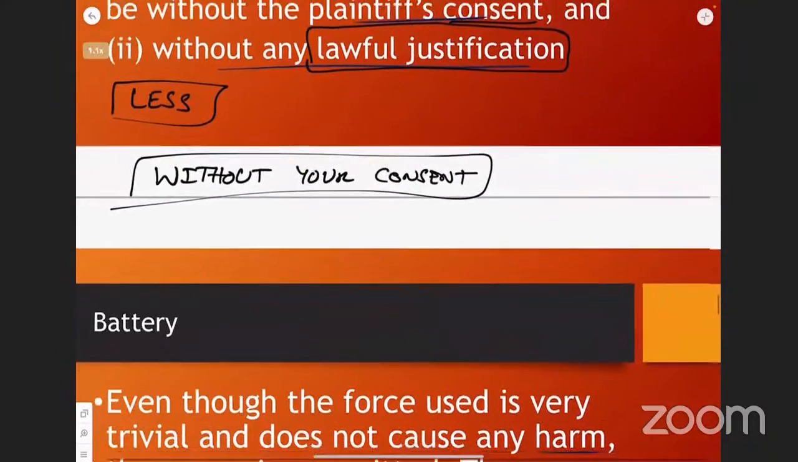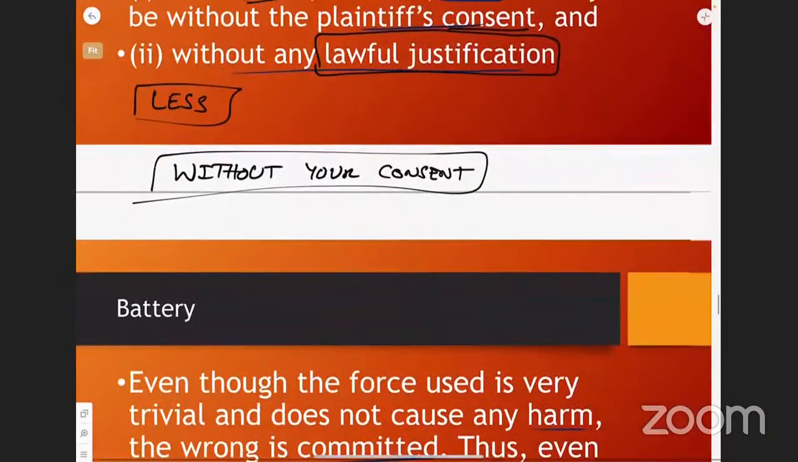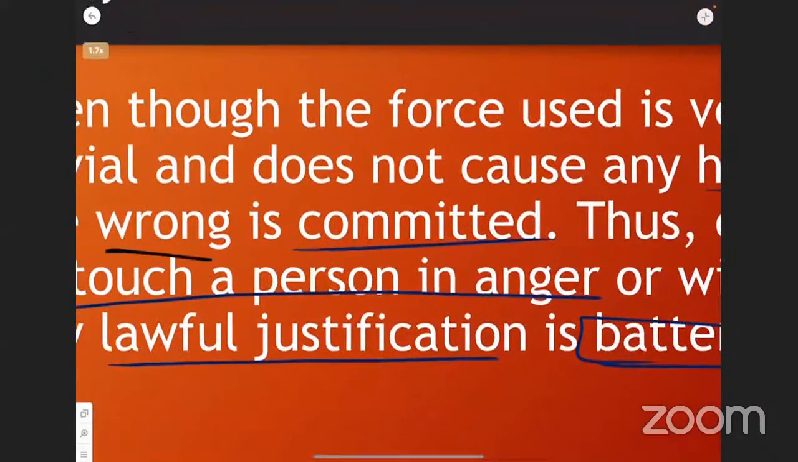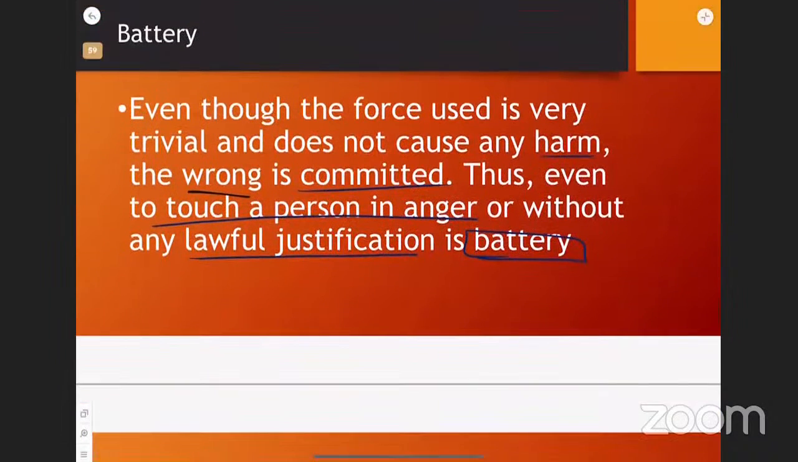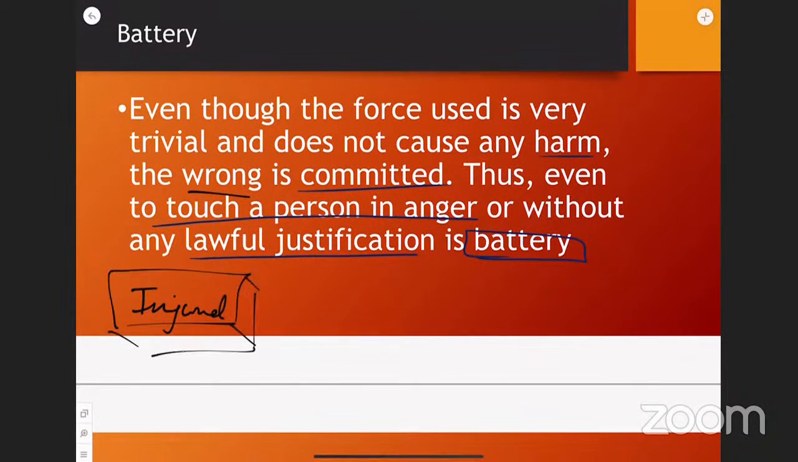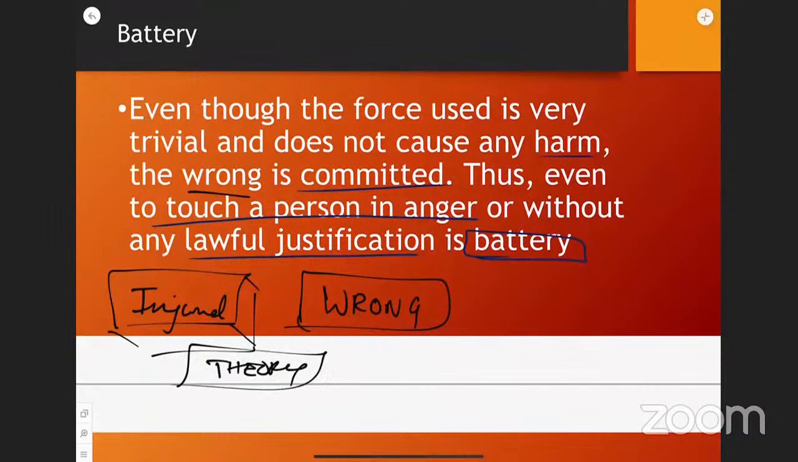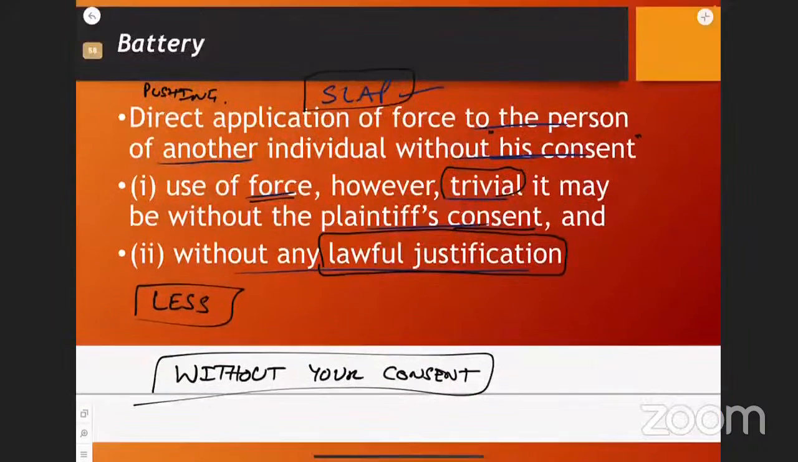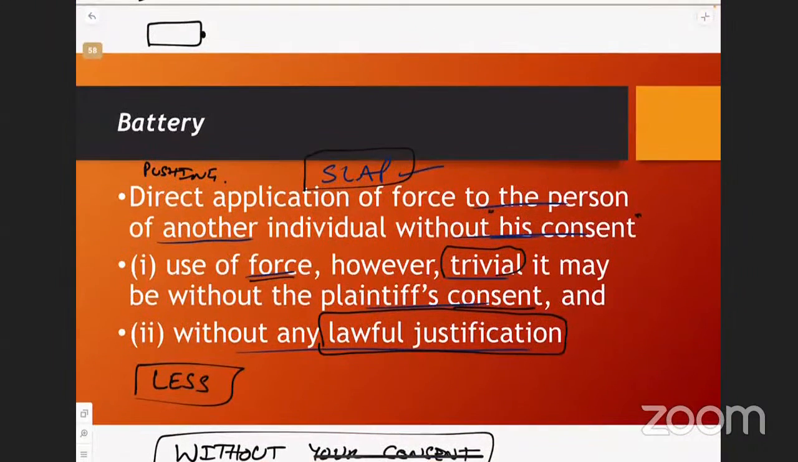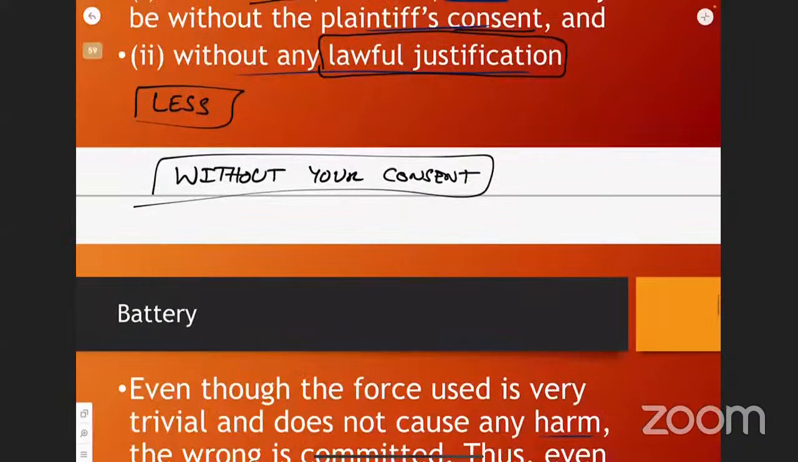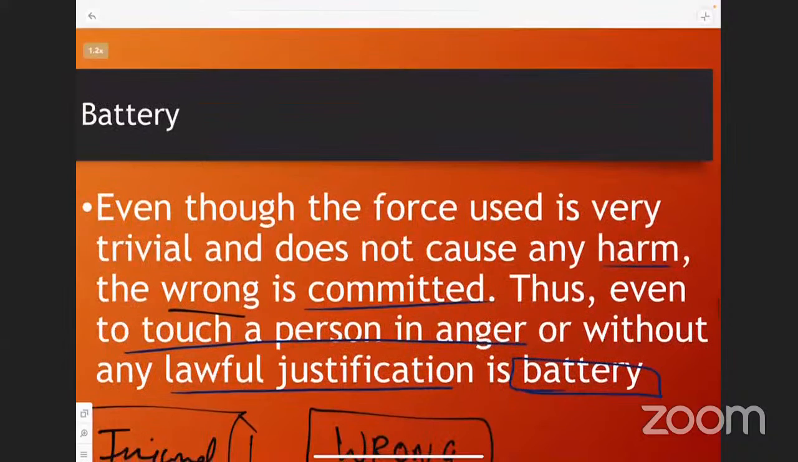So even though the force is used as trivial and does not cause any harm, the wrong is committed. This is most important. What is important here is not how much he was injured. If I push you, you may be just standing. There's no difference. But a tort is committed, a wrong is committed. As per law, the wrong is committed. So does it mean that everybody will go to court just because somebody will push? It's not like that. Here we are understanding what is the theory of law, what is right, what is wrong. So it is wrong to apply force without anybody's consent, and whether that person gets injury or not is irrelevant, but we have committed a wrong which is related to battery.